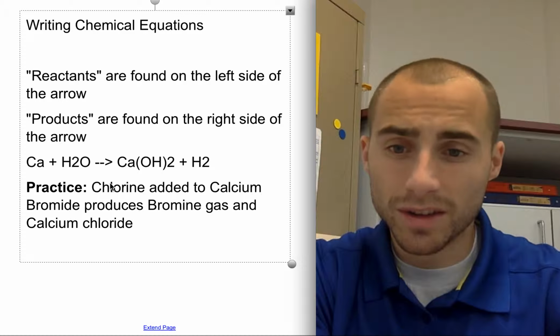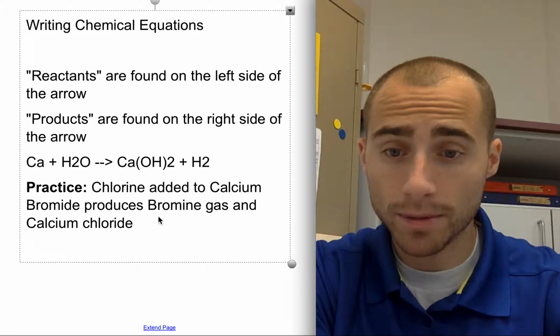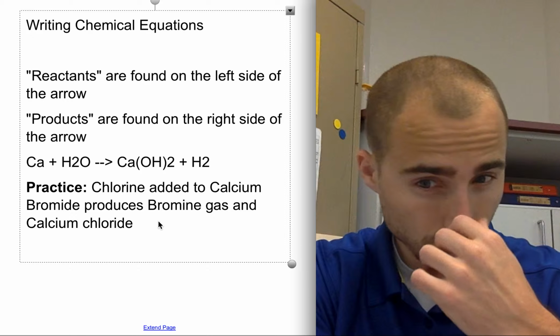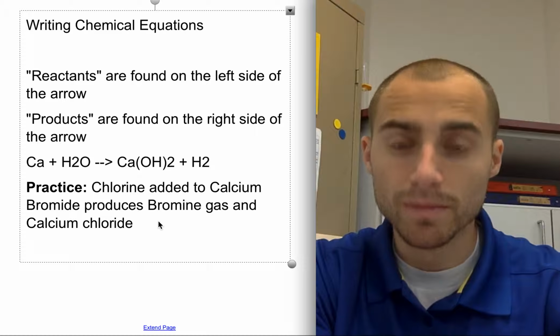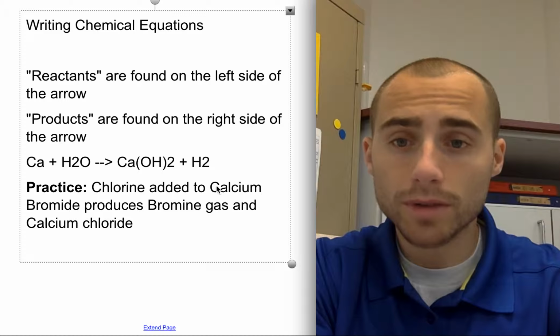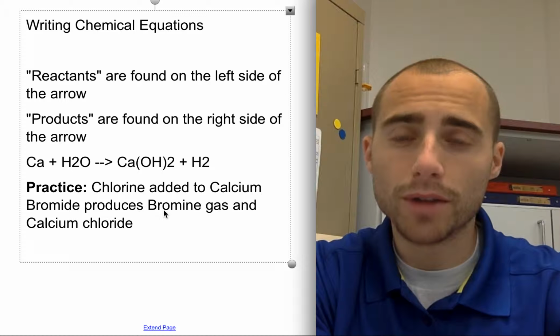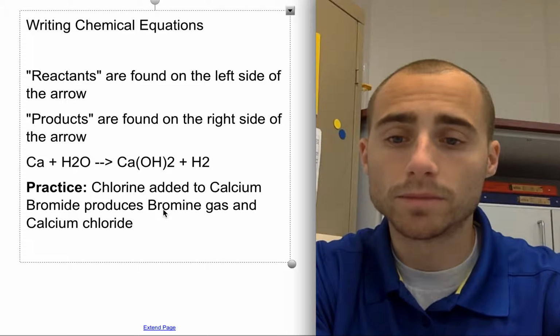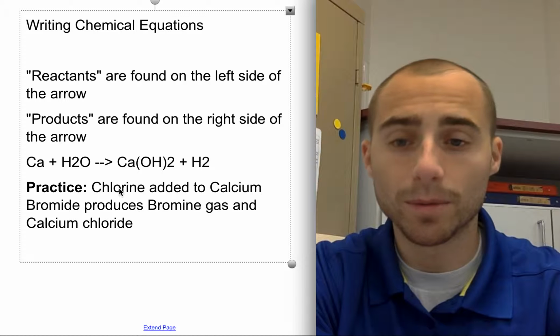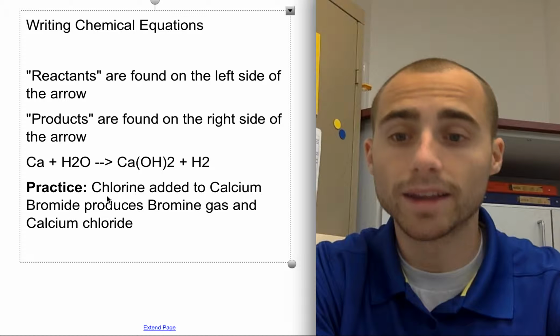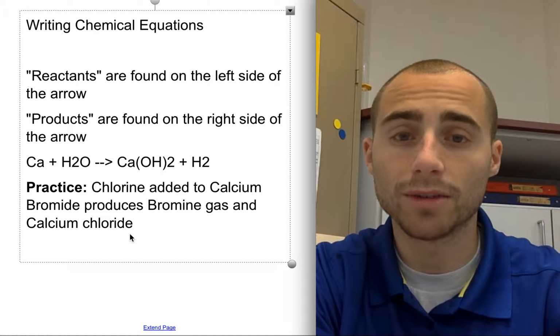So look at this here. It's chlorine added to calcium bromide produces bromine gas, and calcium chloride. So do this one, and you can do this in your notebook. I would rather you do it in your notebook rather than writing it somewhere else. That way you have the example. So write this out. Write chlorine added to calcium bromide produces bromine gas and calcium chloride.